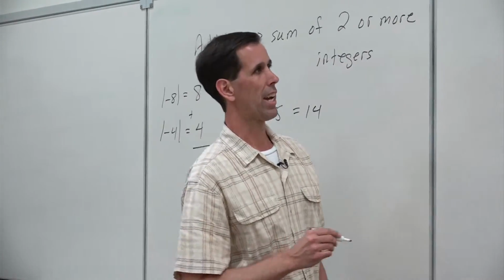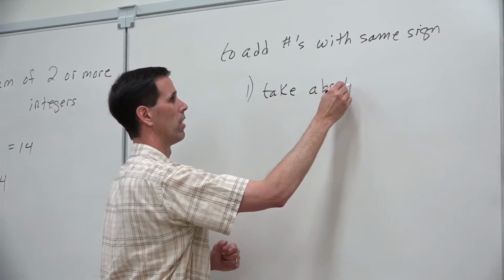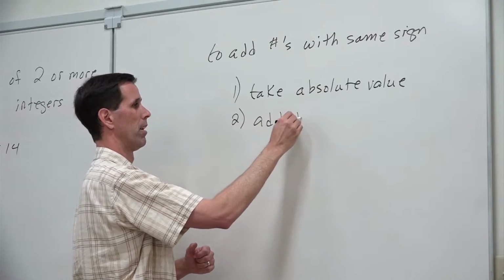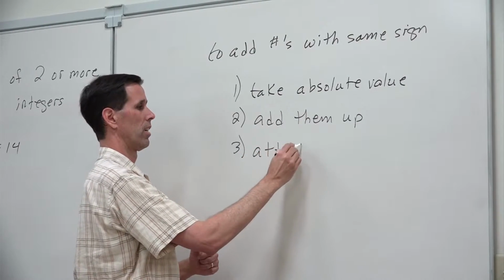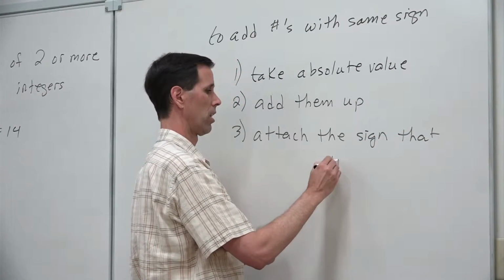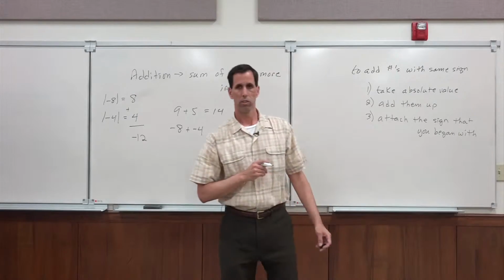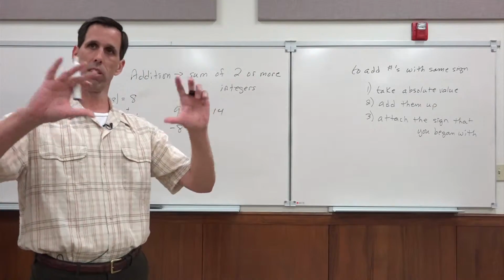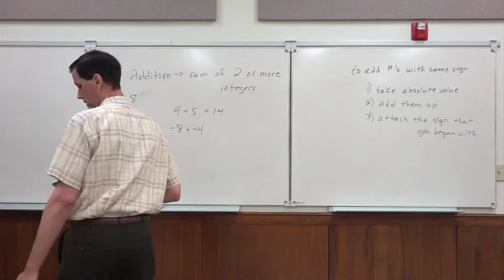So what you might want to do when you're adding numbers with the same sign is, first of all, take their absolute value. Secondly, you would want to add them up. And then last thing, you'd want to attach the sign that you began with. Okay? So again, use the idea of absolute value. Some people use number lines. If you want to use number lines, that will help too. But if you use absolute value, number lines get difficult when numbers get huge. So if you can think in terms of taking the absolute value of a number to help you do those.